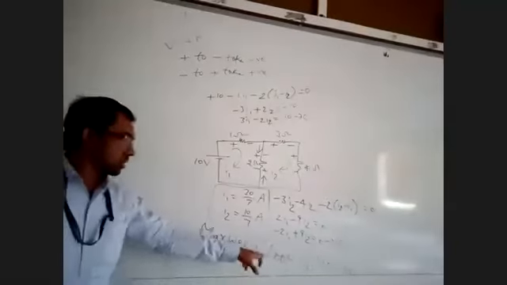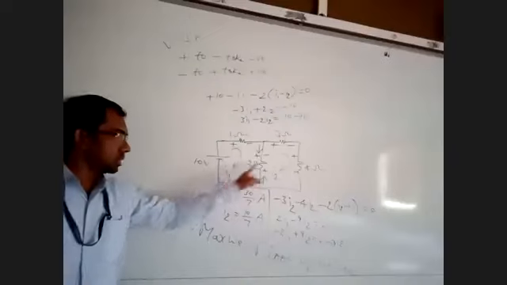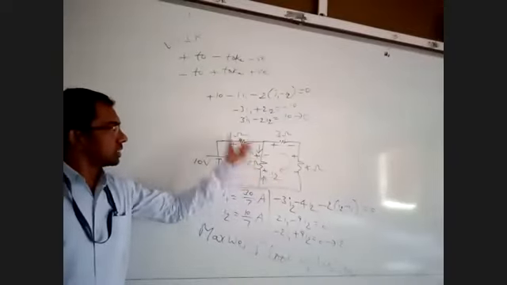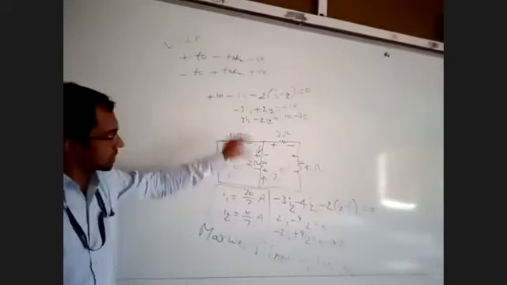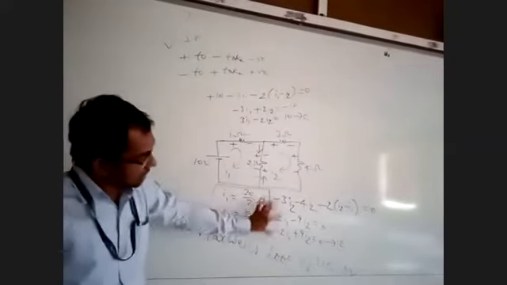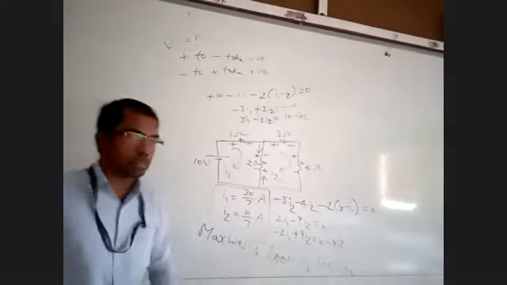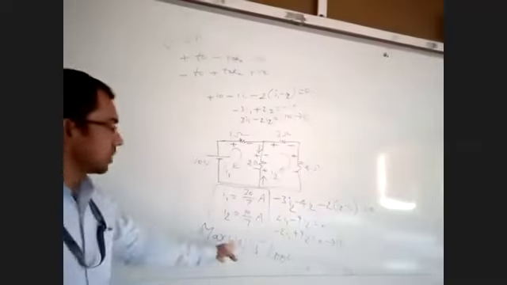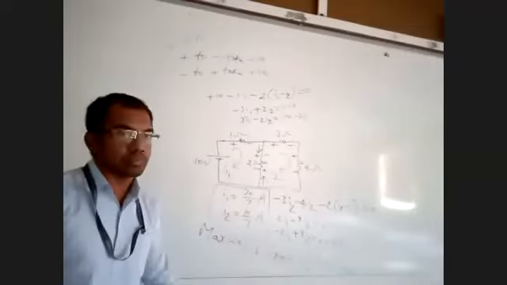This method is called Maxwell's loop because this is one loop and this is the second loop. By using these two loops, we are writing two loop equations. This is the first loop equation, this is the second loop equation. Loop means closed path. This method is called Maxwell's loop equation.